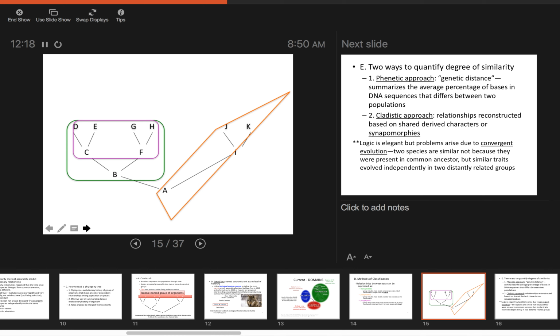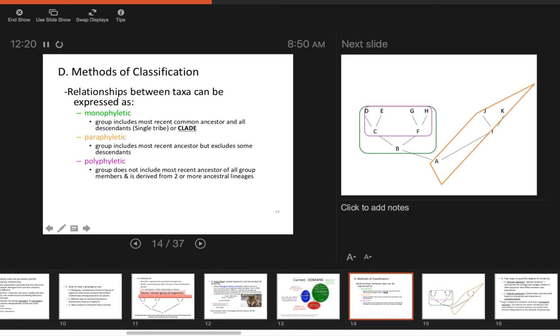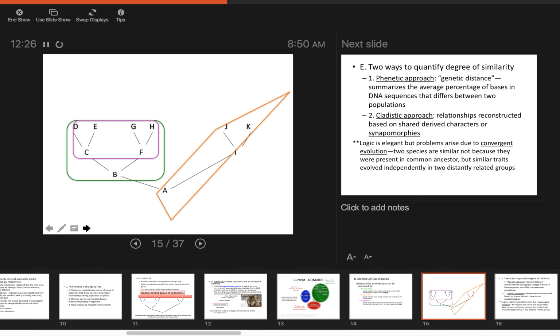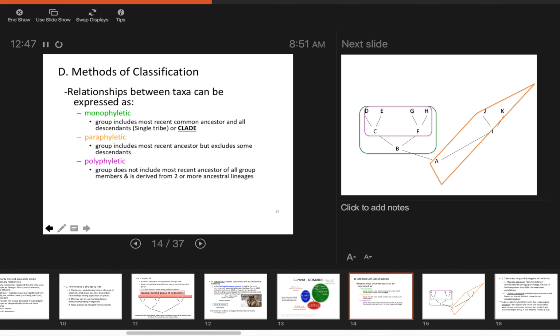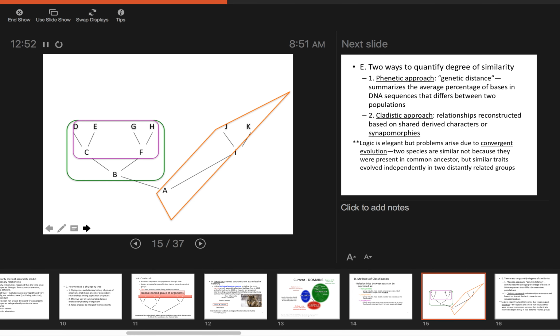Okay, the next word, I think it was in orange, paraphyletic, includes the most recent ancestor, but excludes some of the descendants. So this is paraphyletic. What's another way I could have drawn paraphyletic? To the left. To the left, so I could have just done this and left those 2 out. And then polyphyletic means there's no common ancestor, there's 2 or more ancestral lineages. So here, if you included that, now it's no longer para, it's mono.